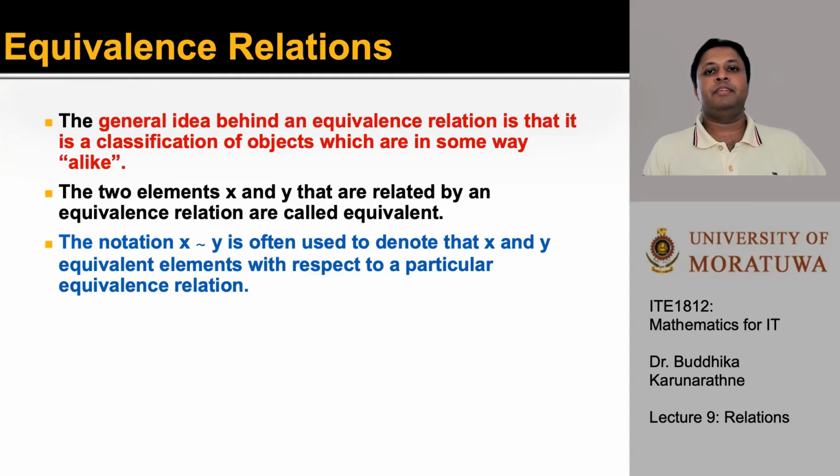So the general idea behind an equivalence relation is that it is a classification of objects which are in a way alike. Right? So that's the idea of doing that. So the two elements x and y that are related by an equivalence relation are called equivalent. So the notation x ~ y is often used to denote that x and y are equivalent elements with respect to a particular equivalence relation. So this is how we break down the concept of equivalence relation.